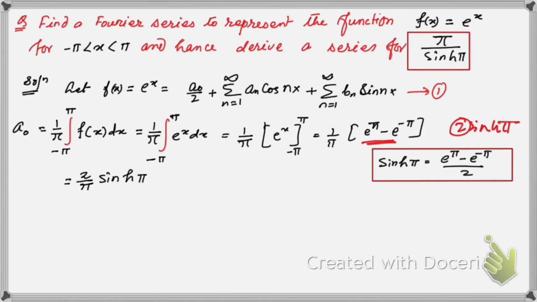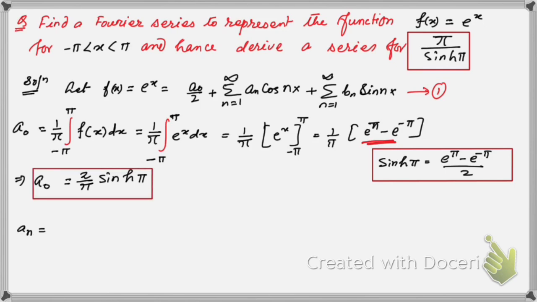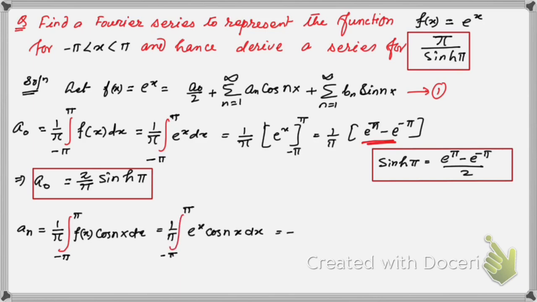So now, just wait, let me clean these things. Okay, so now this is a naught, right? Now let's find an. We know how to find an, right? So f of x cos nx dx. So integrate this part using this formula. Let me write this one first, e to the power x cos nx dx.